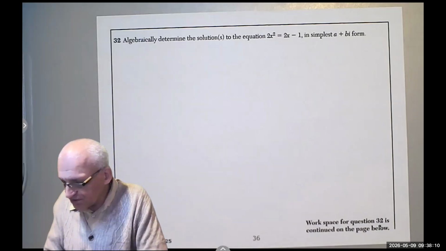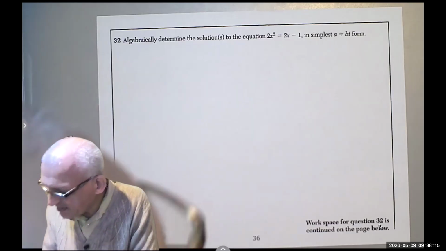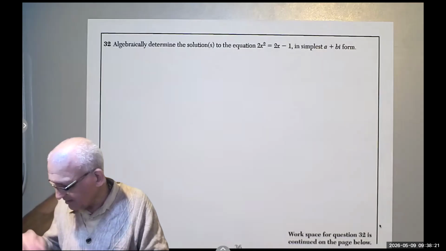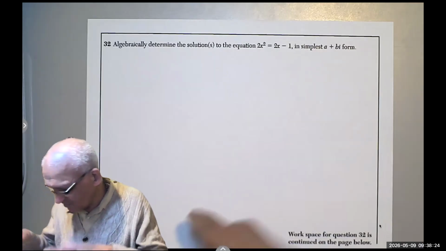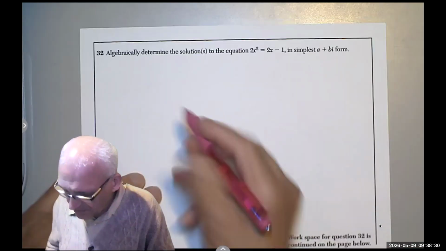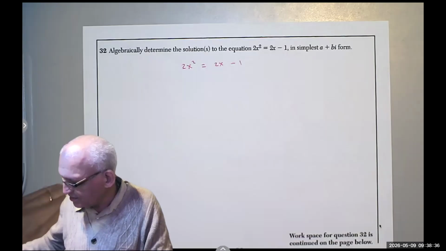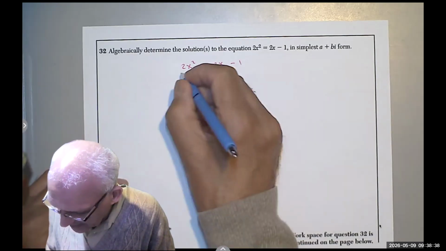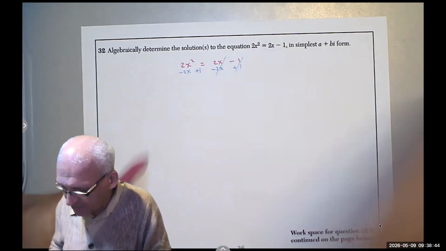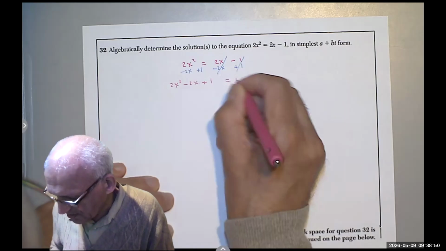Algebraically determine the solution to the equation 2x squared equals 2x minus 1 in simplest a plus bi form. Oh, that's the form we were talking about with the i's and i to the 19 and whatever. Okay, so 2x squared equals 2x minus 1. I'm going to subtract 2x from both sides and add 1 to both sides, so the right-hand side would be 0. The left-hand side would be 2x squared minus 2x plus 1 equals 0.